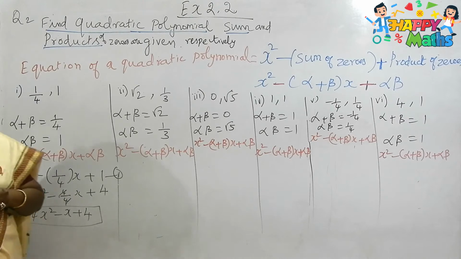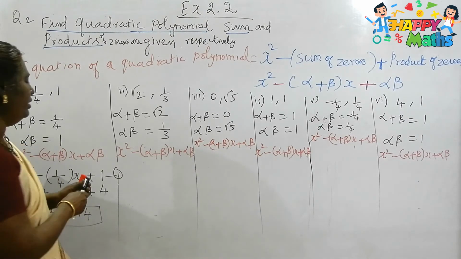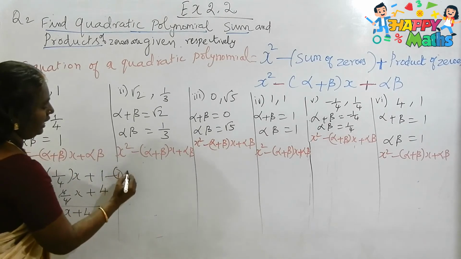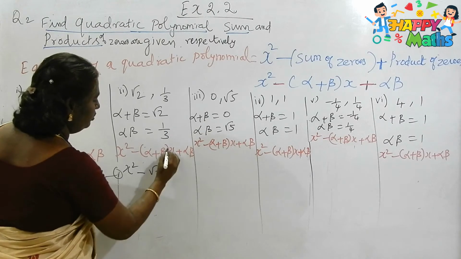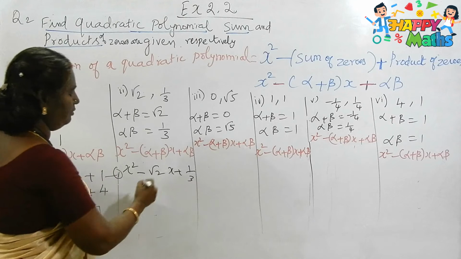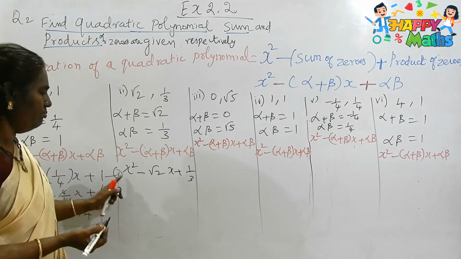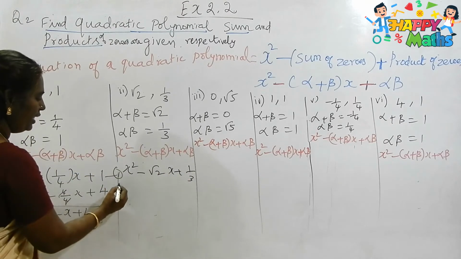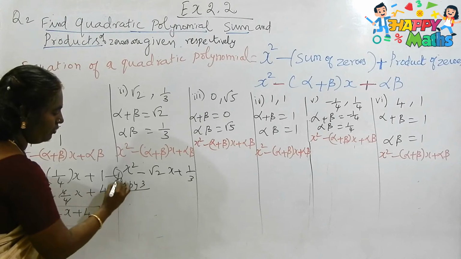Can you understand now? So let me do the other sums fast. Now see here. x square minus what is alpha plus beta? It is root 2. Then it is x plus alpha beta is 1 by 3. Again the denominator has come. It is the same condition. What we have to do now? Multiply everything by 3. You have to write it. When I multiply by 3, what will happen now?